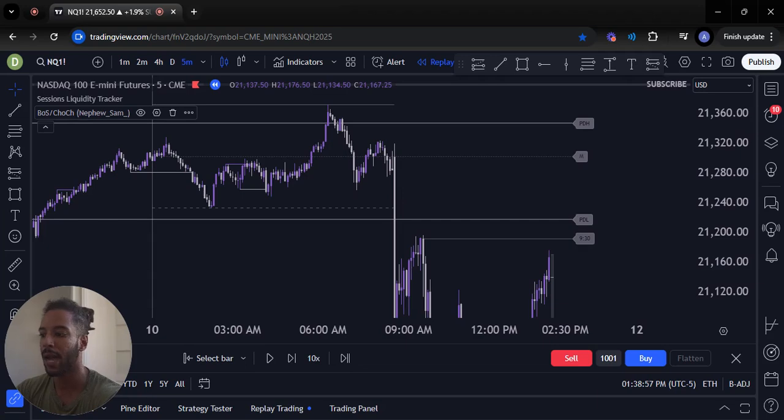Now, the last indicator, I don't really use it so much anymore, but I recommend it to people that are having trouble. If you're having trouble understanding breaks of structure, market structure shifts, I would say practice that, be able to understand it visually, right? Keep on practicing it. But if you're really struggling or if you're really new, something that I used when I was first starting was this other indicator called Break of Structure, Change of Character, and that's by Nephew Sam.